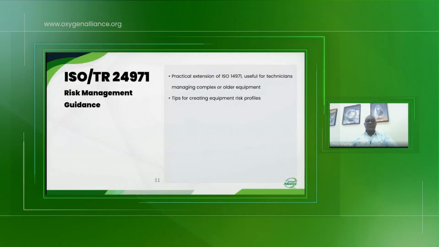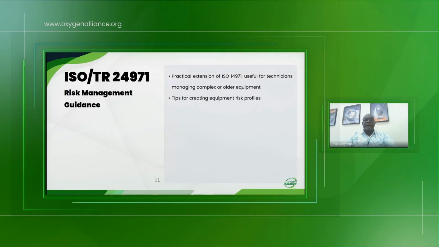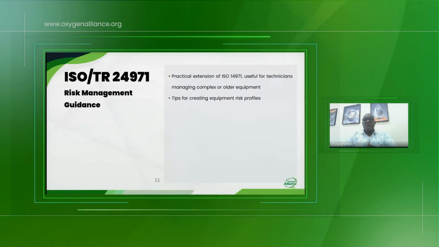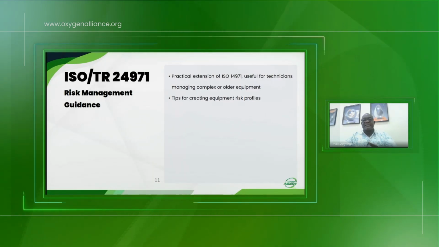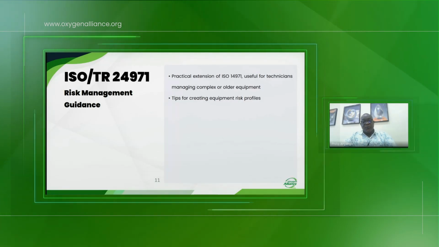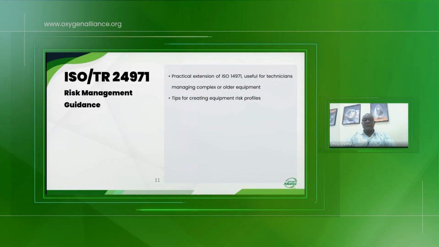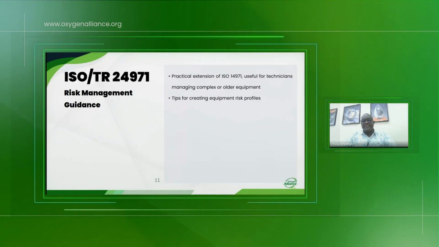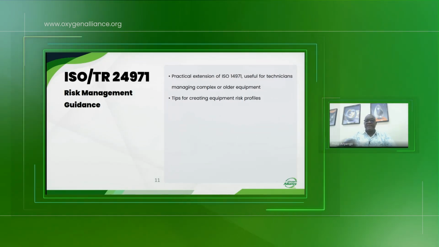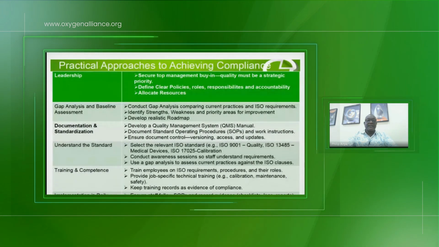We have ISO TR 24971. It is a practical extension of ISO 14971, useful for technicians managing complex and older equipment. When the equipment has passed more than 10 years, this standard is very useful to you. It gives us tips for creating equipment risk profiles. Practical approaches to achieving compliance.